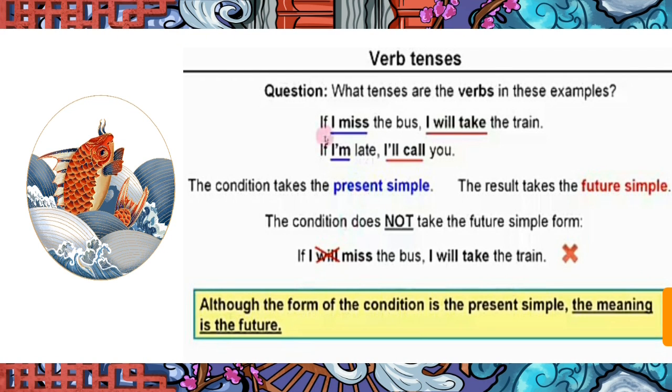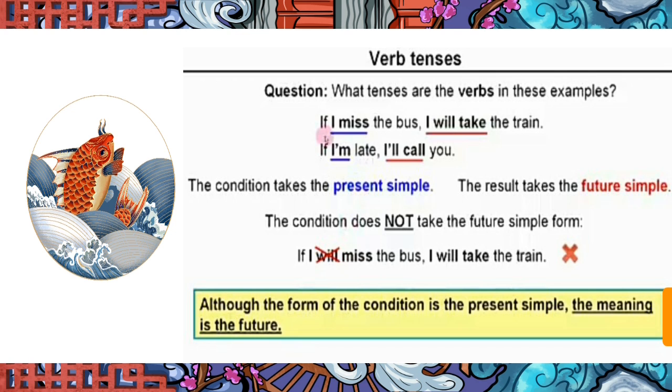Let's move to the most obvious and most important part of these different structures of the first conditional sentences: verb tenses. Yes, these are really very essential to completely understand the first conditional sentences. When I say, if I miss the bus, I will take the train. If I'm late, I'll call you. Here, I'll is the contraction of I will. The condition takes the present simple. If I am late is written in the present simple tense. And I'll call you, the result, takes the future simple.